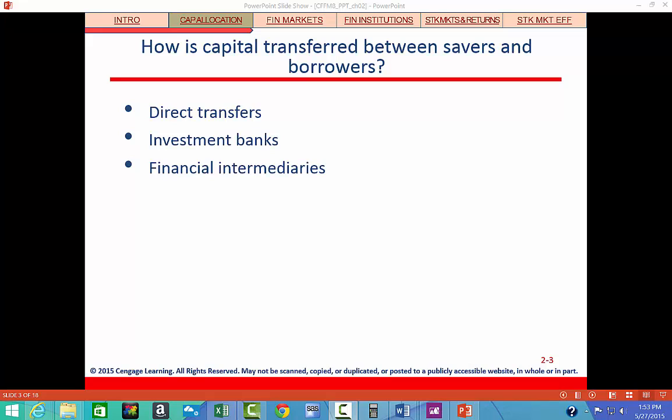So the first thing that we should look at is how is capital transferred between the savers and the borrowers? Well, we have three things: the direct transfers, investment banks, and financial intermediaries. For the first one, in a direct transfer, a business sells its stocks or bonds directly to the investors, and those people would be the savers. So they sell directly to investors without going through any type of institution.